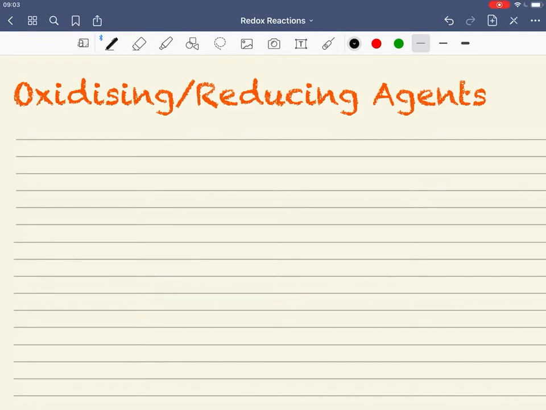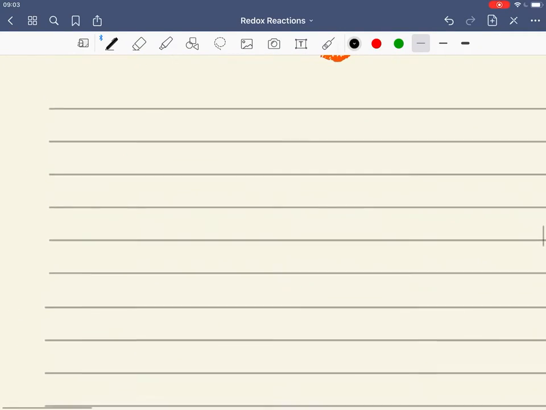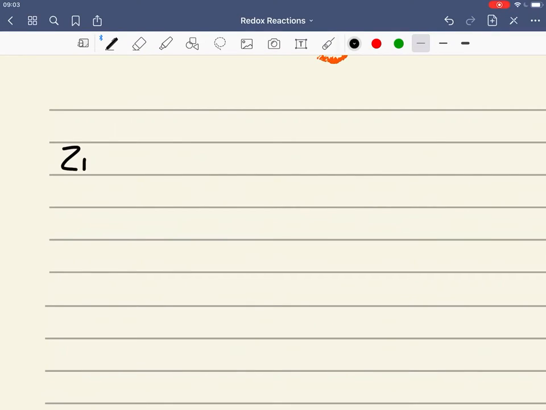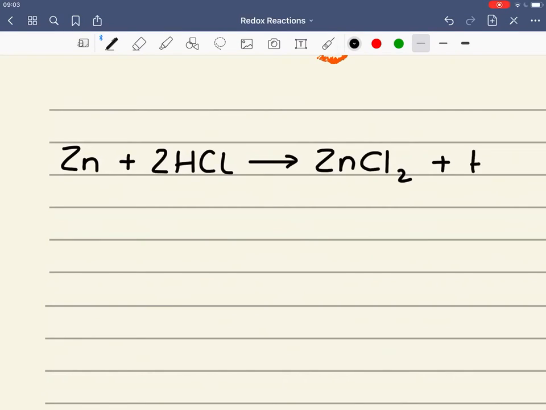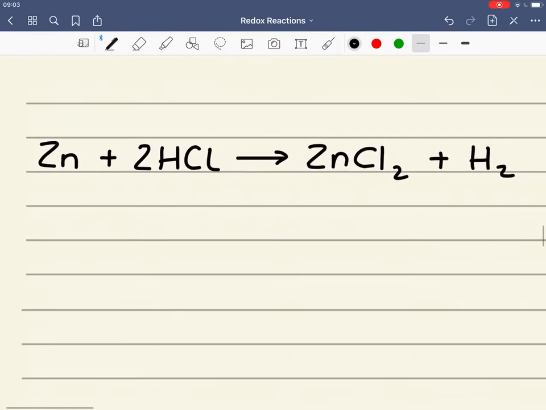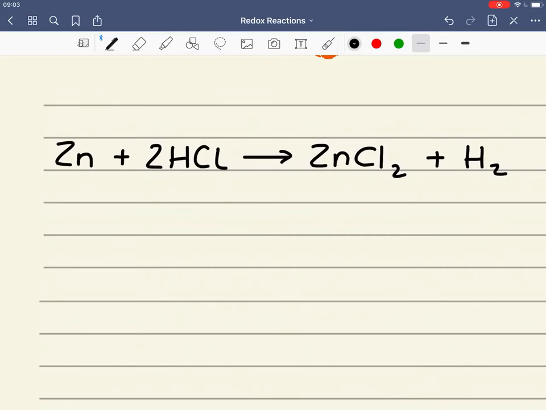Here we're going to look at oxidising agents and reducing agents and recognising them from looking at equations. The equation we're going to look at is the equation for the reaction between zinc and hydrochloric acid. Let's use zinc chloride and hydrogen. Now, when figuring out what's going on in a redox reaction, the first thing you should be doing is looking at what are the oxidation states of each atom within each substance.